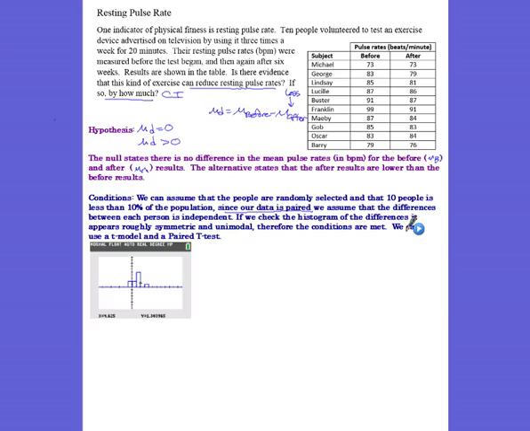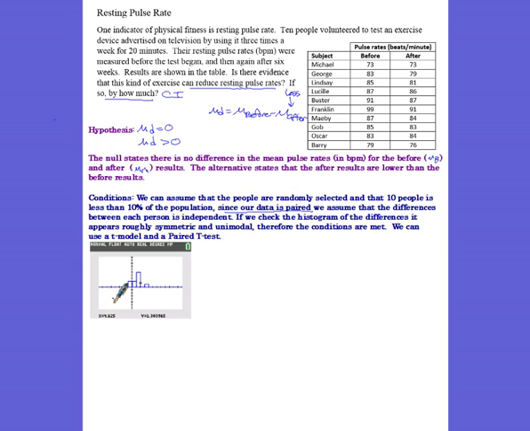So this is kind of what you want to say. Since our data is paired, we assume that the differences between each person are independent. And if we check the histogram of the differences, it appears roughly symmetric and unimodal. Therefore, conditions are met. We can use a t-model and a paired t-test.